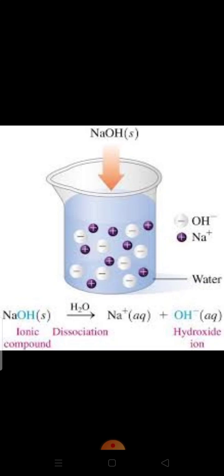Sodium hydroxide, which is a base, when dissolved in water, will dissociate into ions and produce OH minus ions, which are hydroxide ions. Students, the process of dissolving an acid or a base in water is a highly exothermic one.